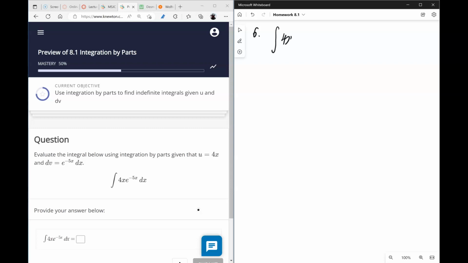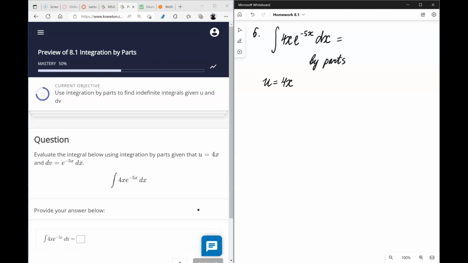Integral of 4x e to the -5x dx. I personally would take the 4 out so it doesn't interfere with the solution. We don't need to have too many constants. And now we're going to do integration by parts. I didn't see that they actually suggested it, so we don't get to choose what to do here. We are told what to do.